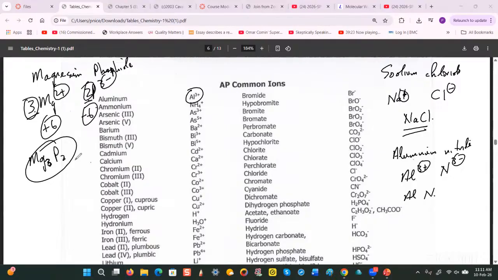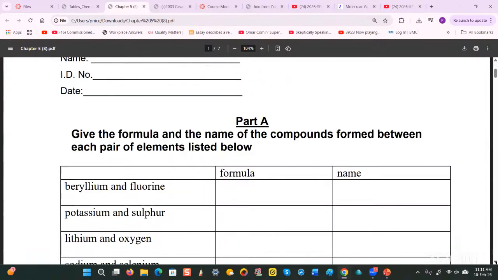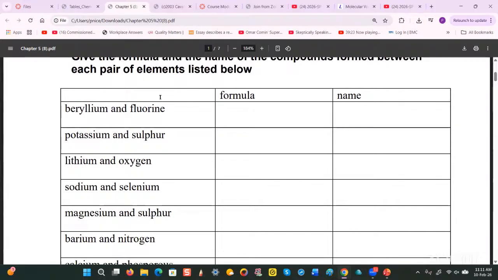And of course, if you're given the formulas, then you can determine the name. And that's what the first part of this assignment is all about. Let me clear this here. So basically in part A, you're given this table, you're given the combination of metal and non-metal here, and you're asked to do two things in each case. You're asked to determine the formula for the compound, and you're asked to determine also the name. So basically what you're going to need is a table that I showed you earlier, right? You need to refer to that table, okay?